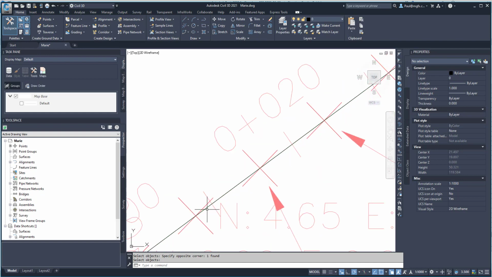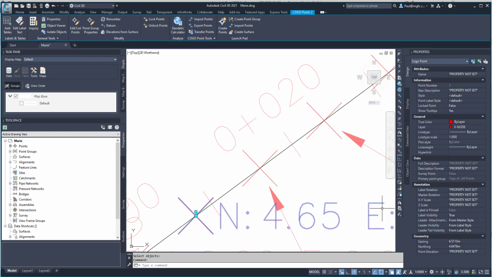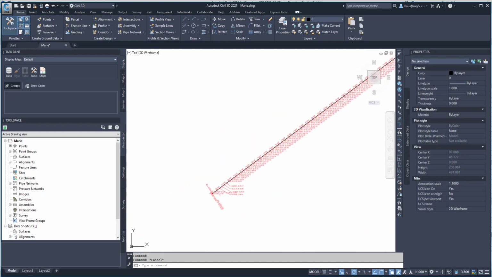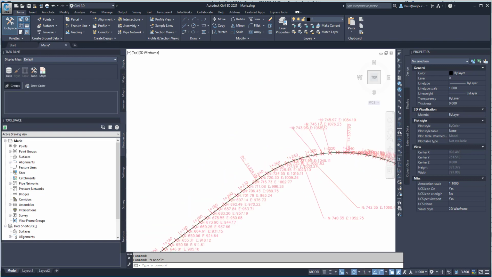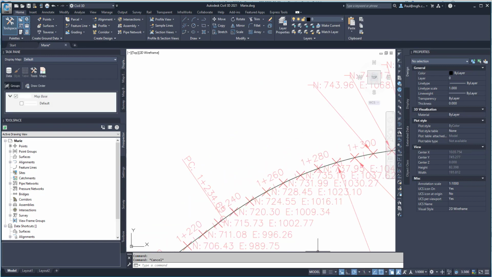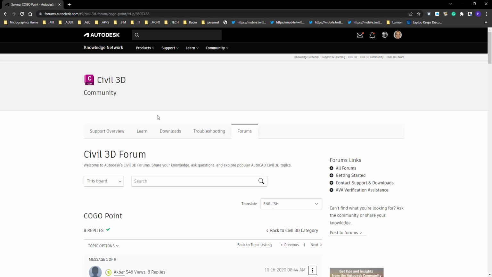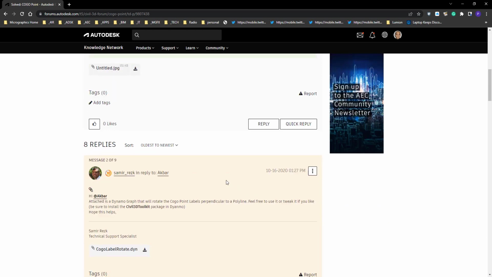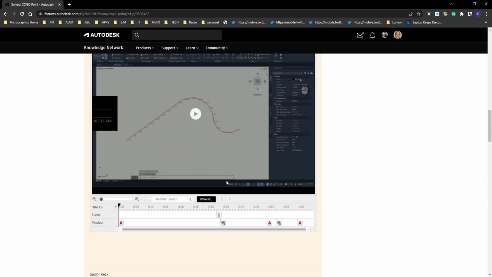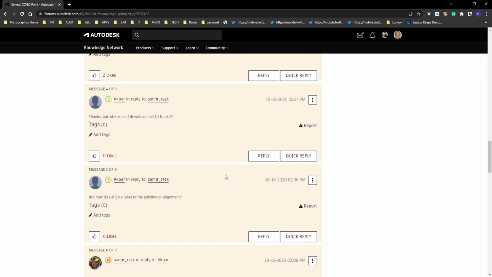We've got these COGO points. They are all placed on the 0 elevation for starters, and they are on this alignment. And the question that was asked in a forum, and that somebody pointed me to, was, can you use a Dynamo script to rotate the labels so that they are in a specific orientation with respect to that polyline? There's an example of what they described.